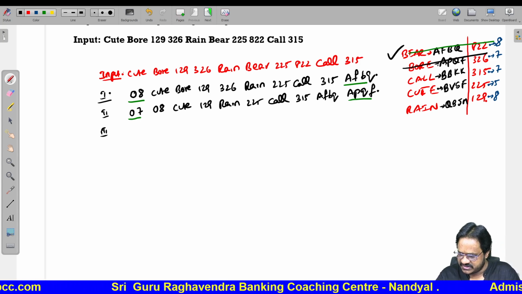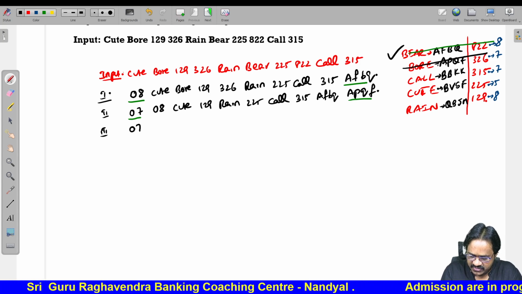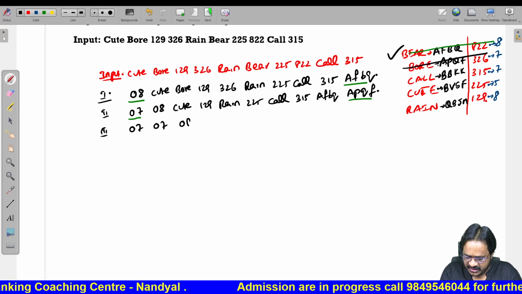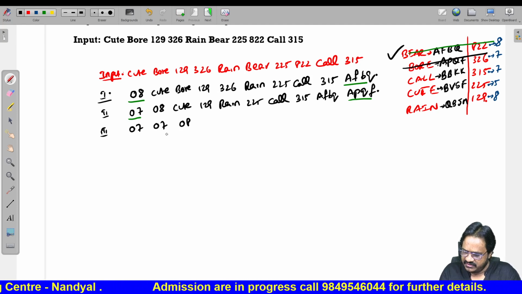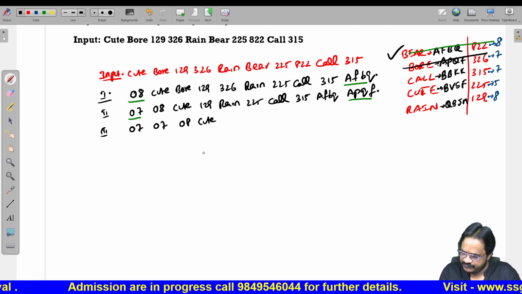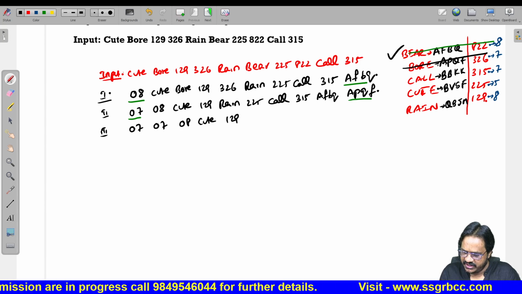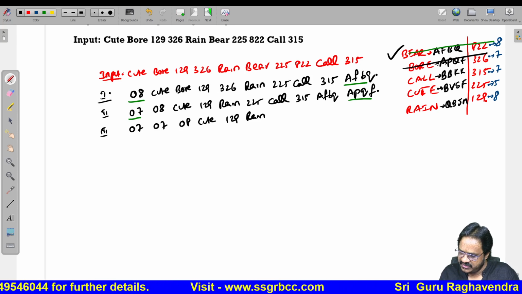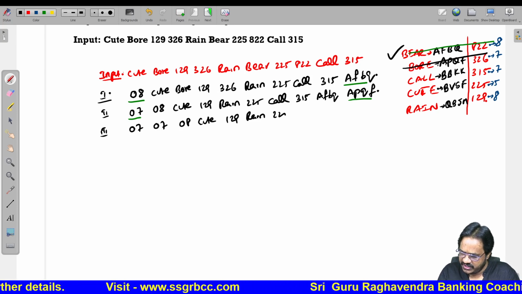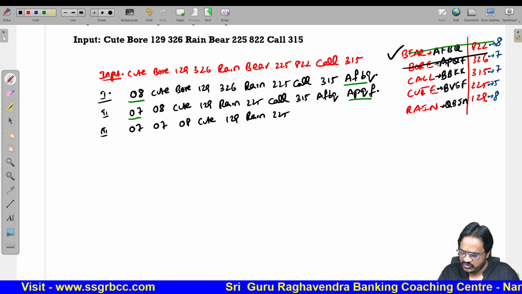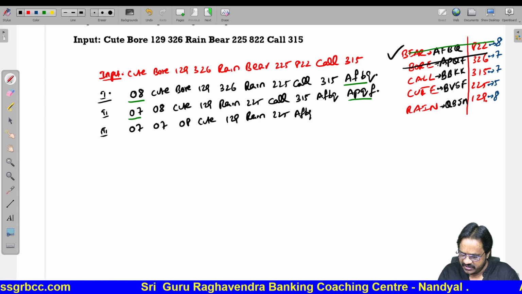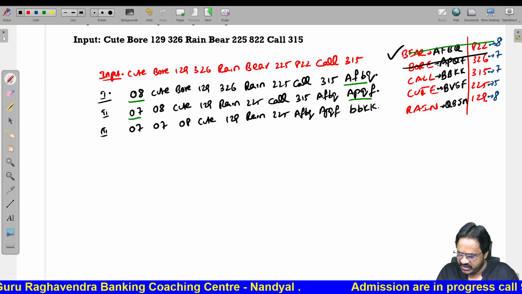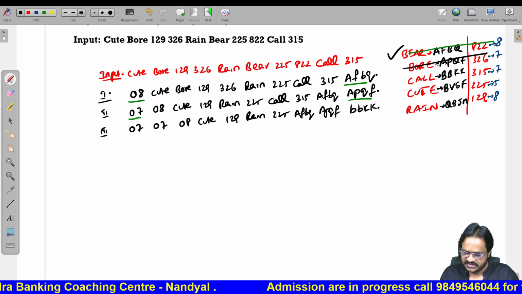Now I am writing the third step. In the third step, what is the number? 7. Again 7. After 7, again 7. Again 8. You have to follow the previous step. Then next you should write cute. After cute, it is 129. After 129, it is rain. After rain, which number? 225. After writing 225, don't write call or 315. It is AFBQ, then APQF. Now it is double B double K. This is the third step.